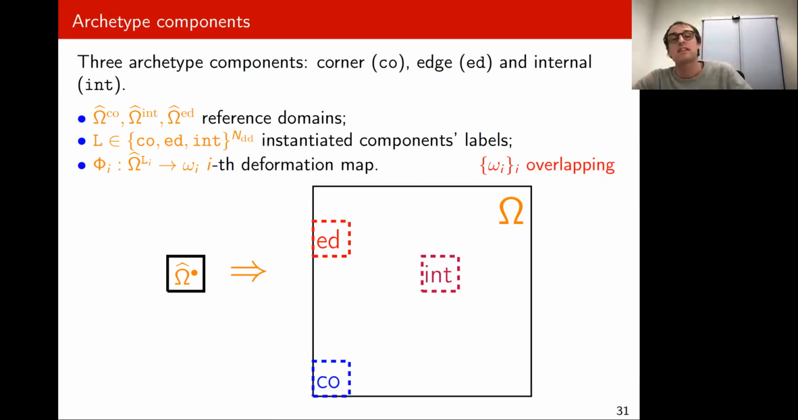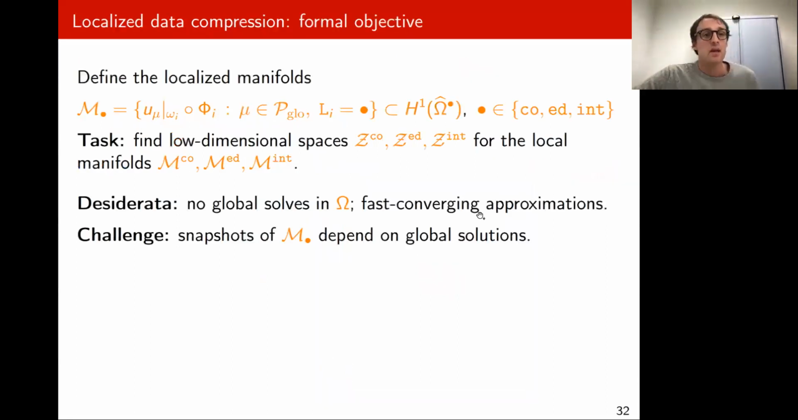Again, as in the previous test case, we consider an overlapping domain decomposition technique. So those are overlapping. Okay. So we can now clarify what we would like to approximate. We want to find approximation spaces Z corner, Z edge, and Z internal for these localized manifolds.